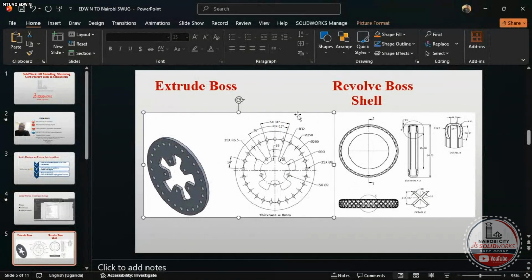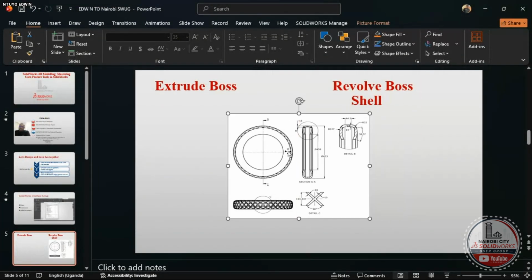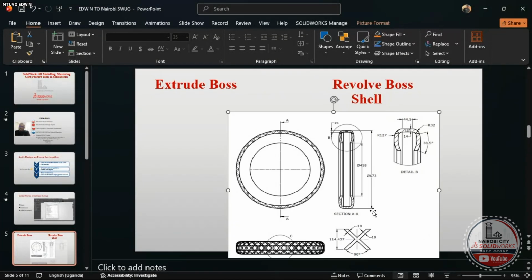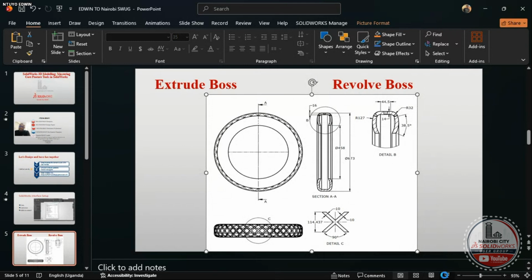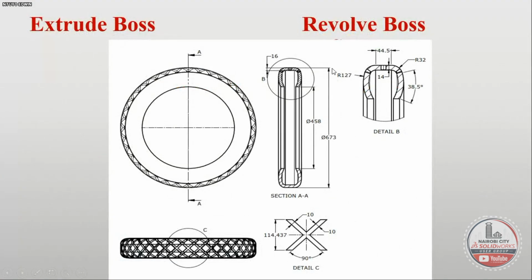I mean this one here, if I'm to display it all over my screen. So let's try to go for this. This is a Revolve boss. We are going to use a Revolve boss and a shell. So generally, this is like a tire of a motorcycle or a tire of a bicycle.